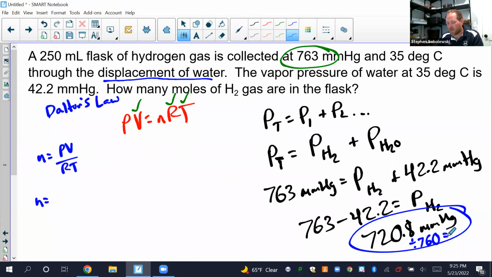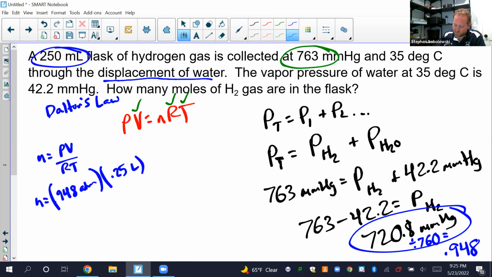And I get 0.948 atm. Okay, so that's my pressure. Volume, 250 milliliters. Can't plug that in either. That's going to be 0.25 liters, divided by 1,000. Divide that by R, 0.0821 liters times atmosphere over moles times Kelvin. And divide that by temperature, which is 35 degrees. We add 273, we get 308 Kelvin.